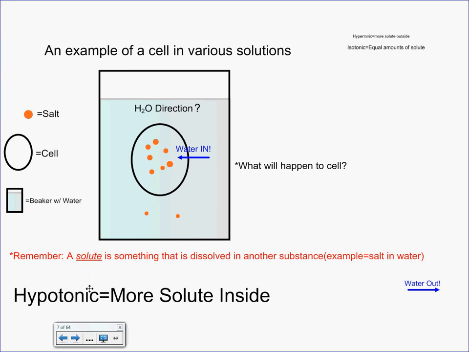Now, predict what's going to happen to this cell. Yeah, good. It's going to expand. It's going to get bigger. All right? Because water is going to go in. This is exactly what we're going to do in lab. All right? So a hypotonic solution means that there's more dissolved stuff, more salt, more sugar, whatever, inside of the cell. So water will rush in there to try and dilute that. Okay? Got it? That's hypotonic.